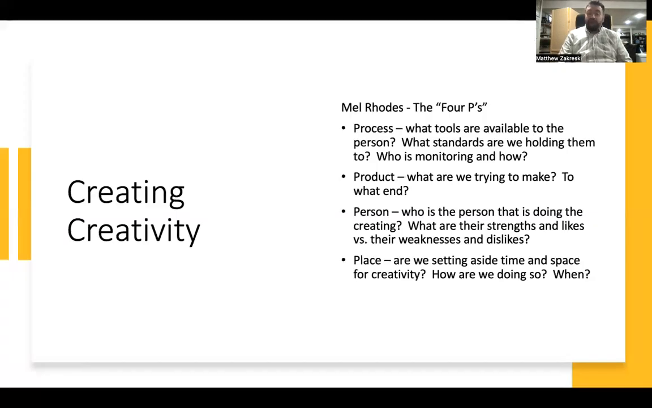In the process to create creativity, instead of the four C's, we use the four P's. This is Mel Rhodes. So, what tools are available to the person? That's the process of creativity. What standards are we holding them to, and who's monitoring them? The product of creativity, I mentioned that before, right? That we are very focused on what do we end up making from our creative process.